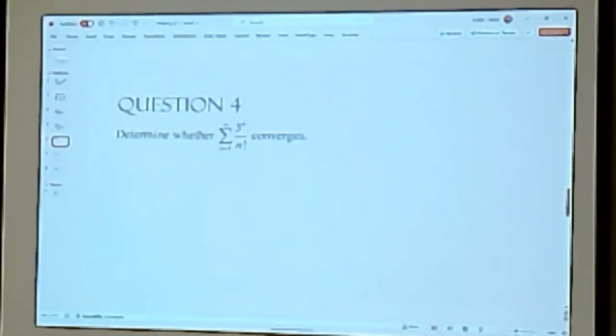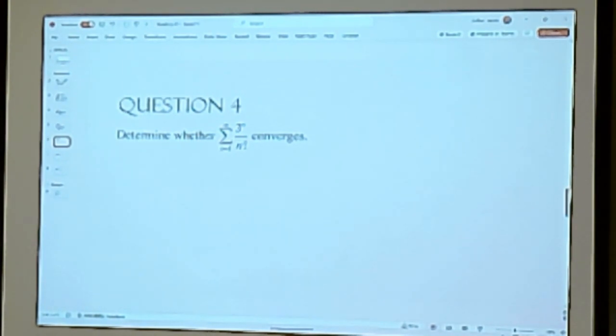Limit, absolute value. What is our n plus 1 term? The n to the n plus 1, over n plus 1 factorial. What would our 1 over a sub n be? It would be factorial of e to the n.